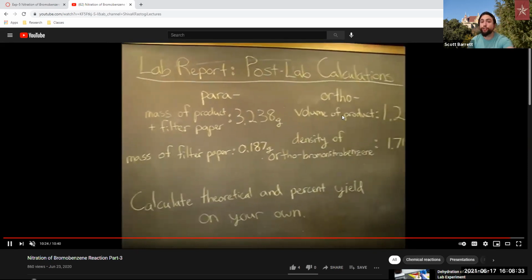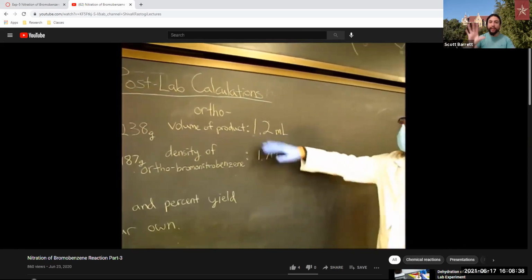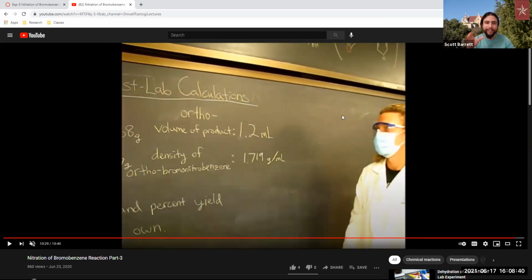The way to measure your ortho is to take the volume of your product and then, okay, this is critical. If you don't know how to use density, this is how you do it, okay? You have your volume of your product. The density is directly related to grams per milliliter. So what would we do? We would multiply 1.2 times the density, 1.719 grams per milliliter, to get grams of your ortho product. So the volume is relative to the weight by the density.